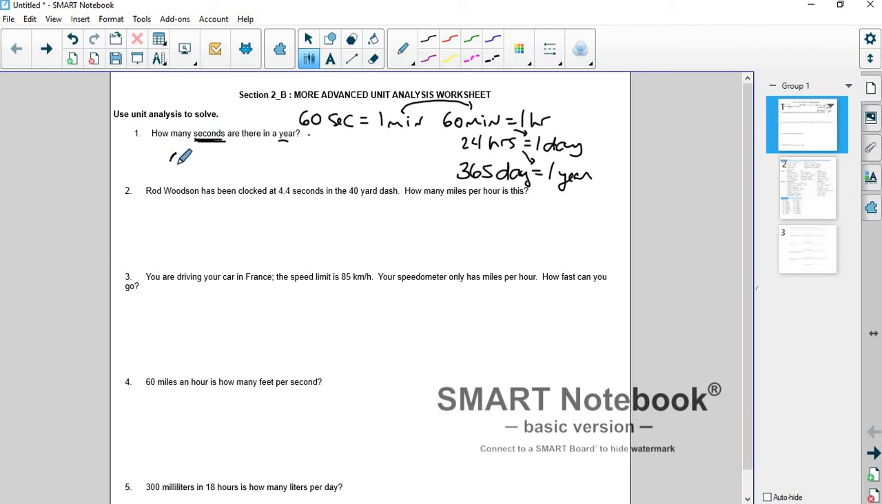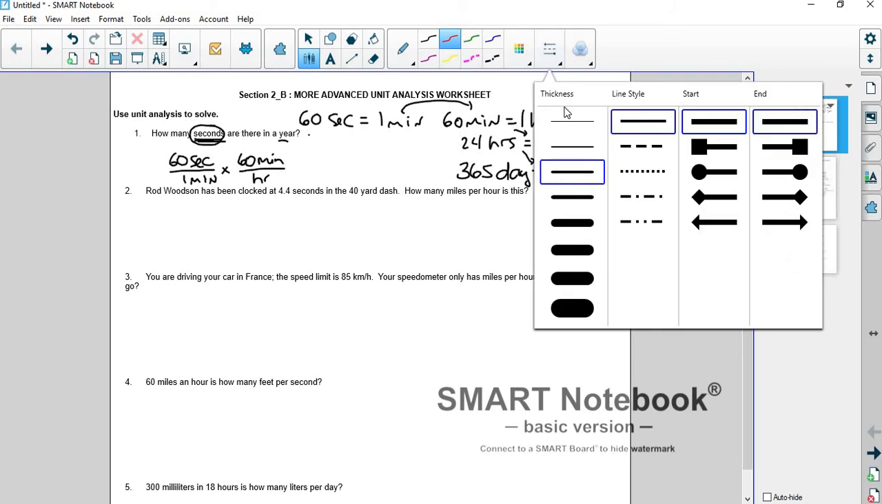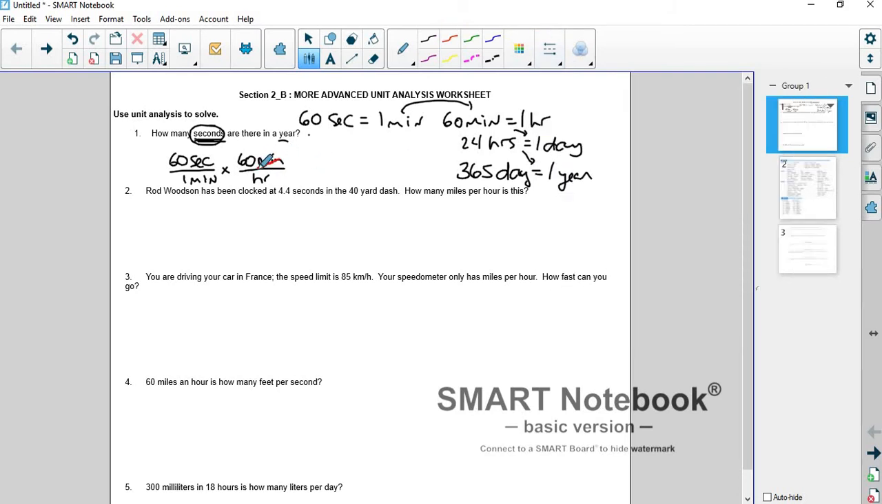We start with 60 seconds is equal to 1 minute. Now why do I have seconds on top? Because I want to have seconds as my answer, so seconds needs to be on top. And then I multiply by 60 minutes in 1 hour, then minutes go away. Minutes divides away minutes, and now I have seconds per hour.